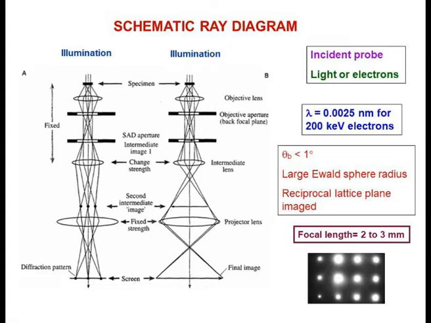Okay, is this clear? But since we are using electrons, the sample has to be really thin. So what we essentially get in a microscope is information from a very thin region of the sample, and the sample thickness should be less than 100 nanometers. So far we talked about diffraction and imaging.